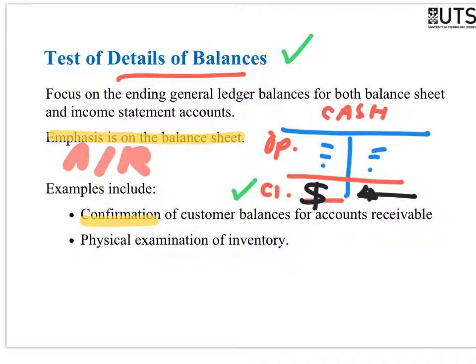That's what that is. If rather than doing that, I looked at the detail in here and I checked the debits and the credits, that's a test of transactions. So that's your distinction. Transactions are the things that make up the total account balance, whereby a test of details of balances is when you're just focusing on the total. All right. Now, another way that we can do it, so as I mentioned, confirmations.